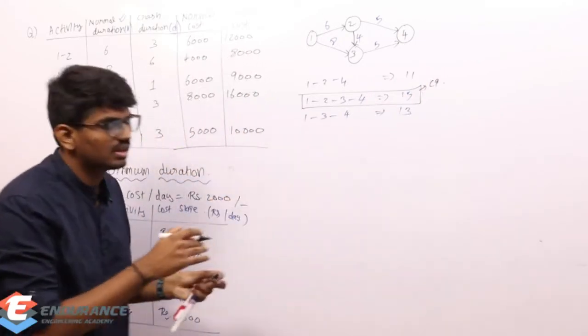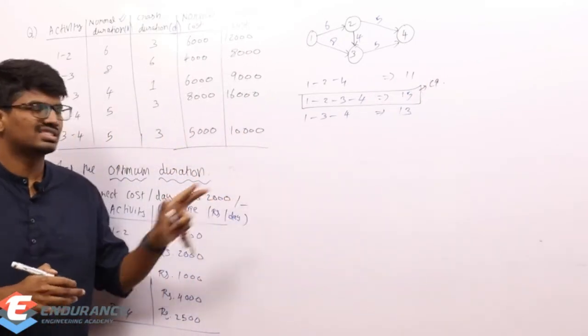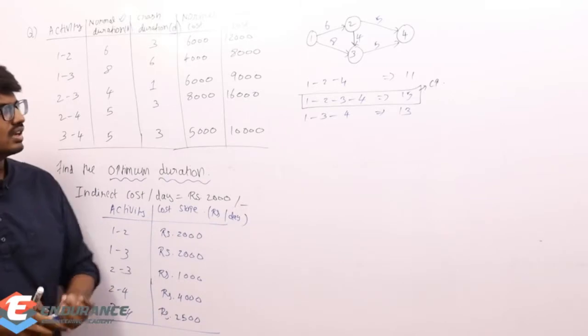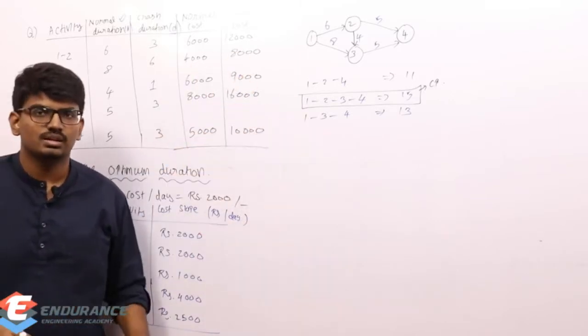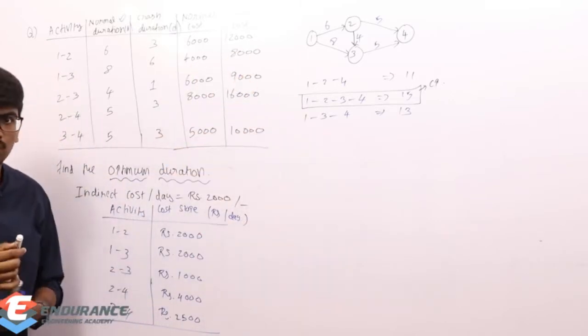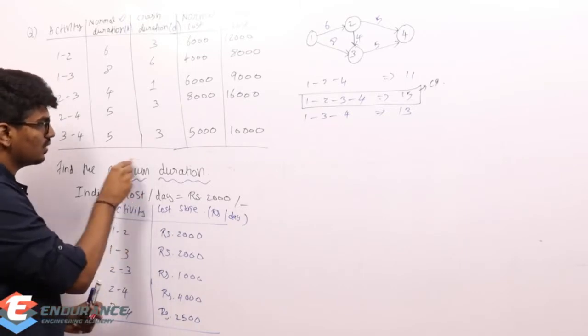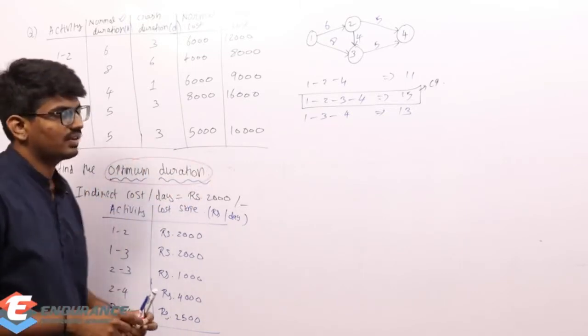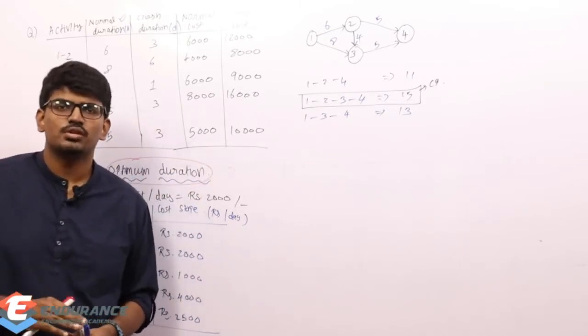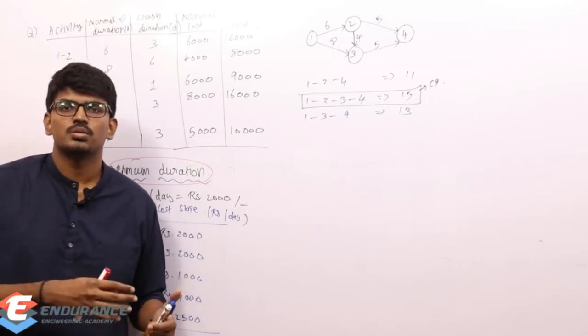Until now, it is very simple: I found the cost slope, drew the network diagram, and determined the critical path. Now what is our aim? They are not asking us to find the minimum amount for crashing 1 day, or the minimum amount for crashing 2 days.